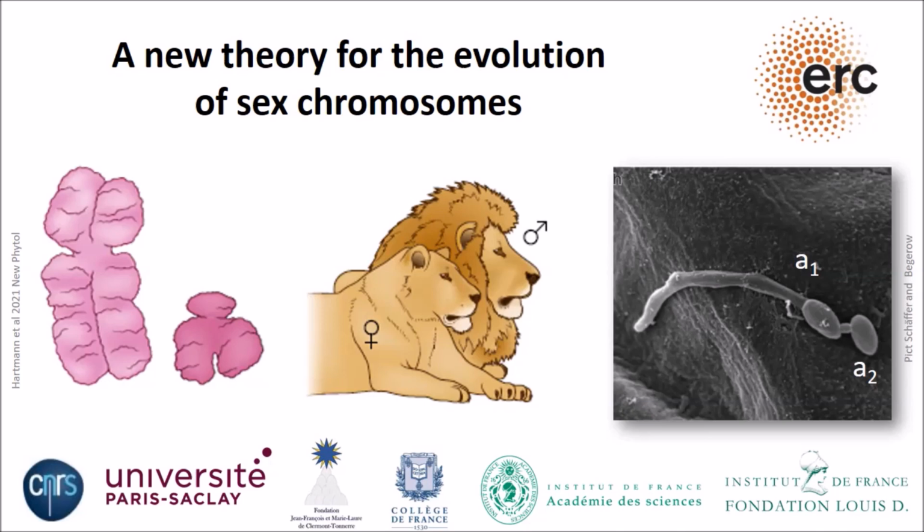And despite the absence of different sexes, we find a similar pattern between mating type chromosomes and sex chromosomes. So we try to understand why there would be a shared pattern and whether we can have a general theory that can hold both for sex chromosomes and mating type chromosomes.